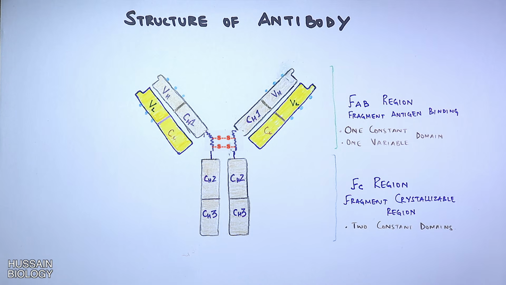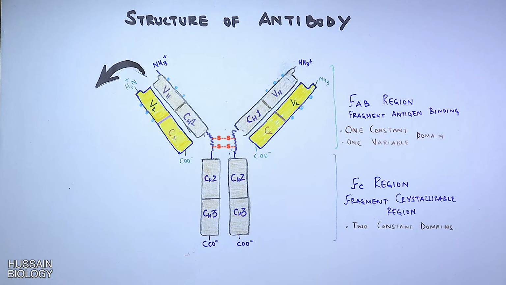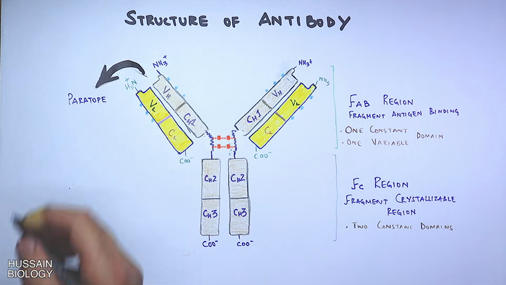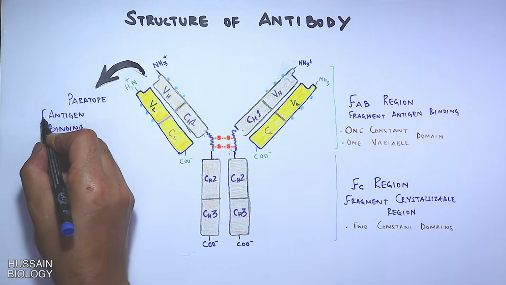Then in the structure of antibody, like all other proteins, it also has N-terminal and C-terminal ends. And we see the variable region has a unique site, which we call the paratope, which is the antigen binding site. Let's see the Fab region in detail first.